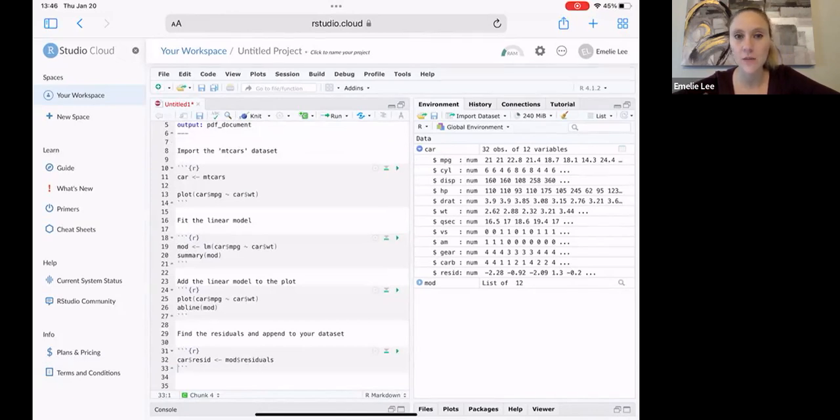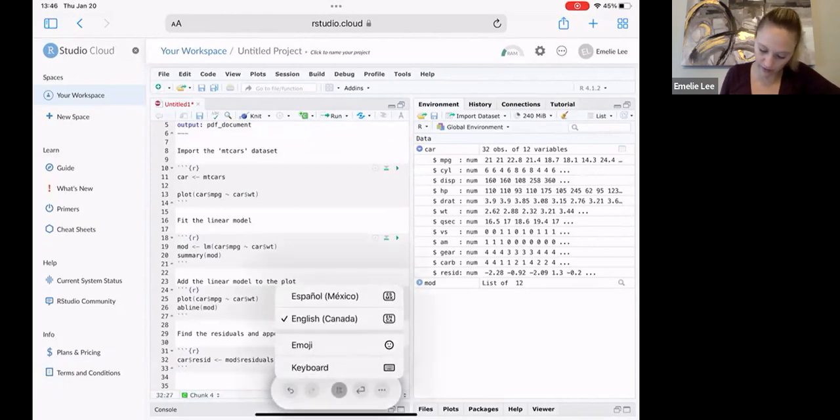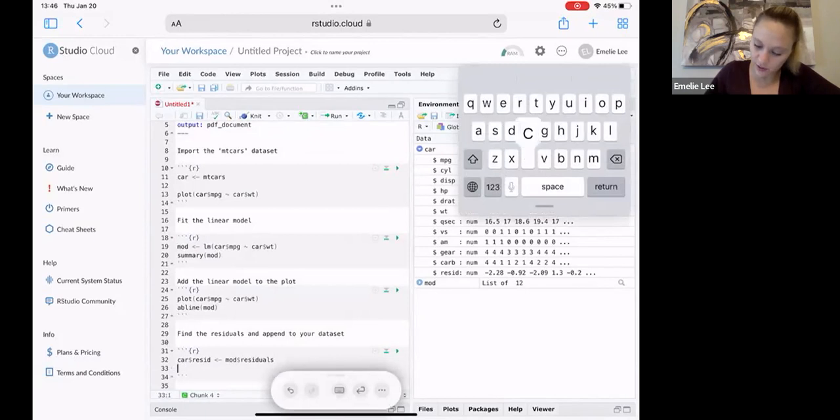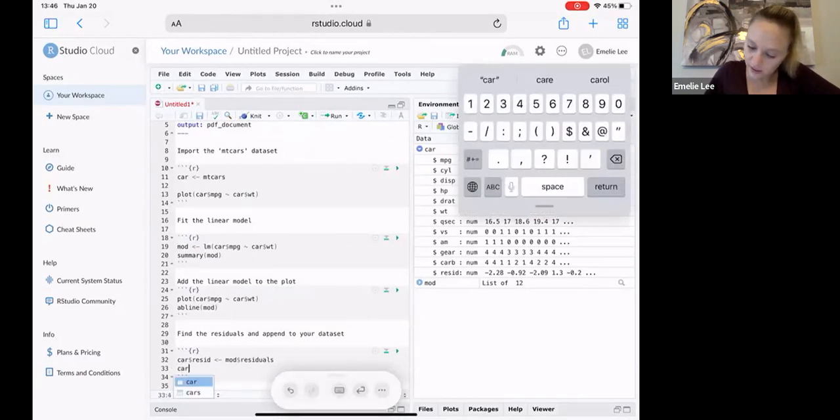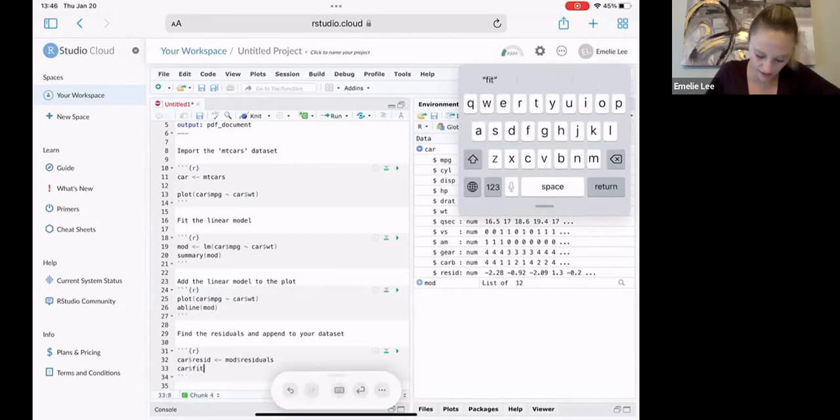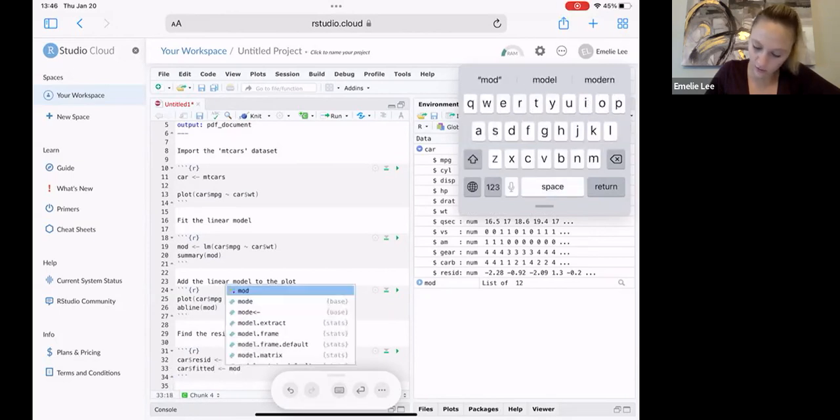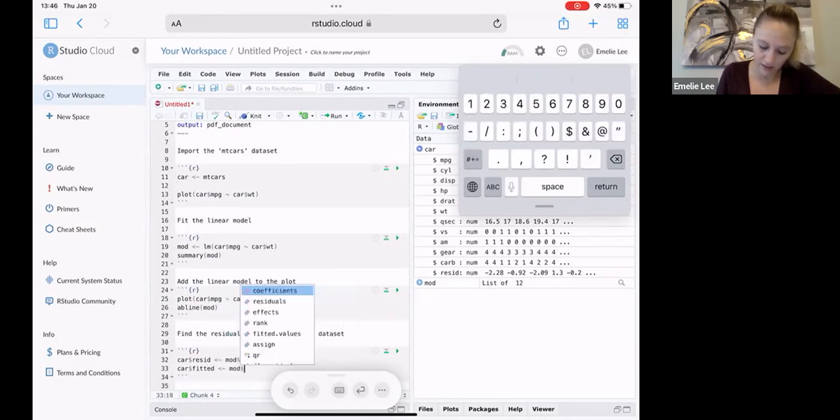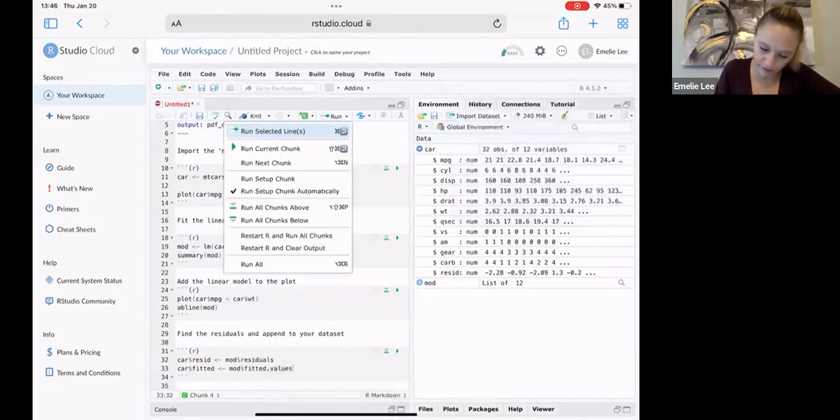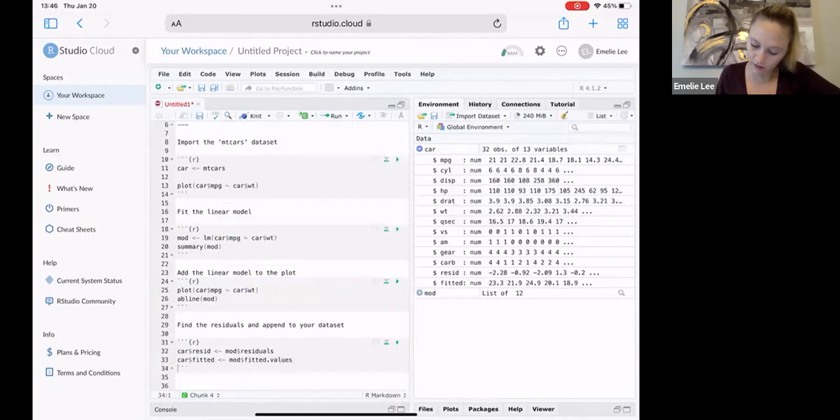Now, just for fun, it might be nice to have the fitted values as well. Now, the fitted values are the predicted values. So let's add those on as well. So car$fit, let's do fitted, unless it's reserved, we'll find out soon enough, is going to be holding mod$fitted.values. And then I'm going to run that. And now it's added to the car data set there.